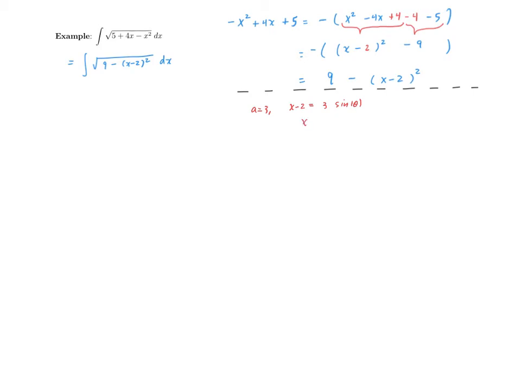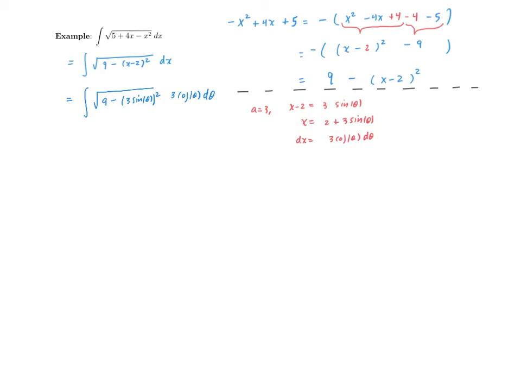So in that case, if we isolate the x, we would have 2 plus 3 sine theta. So that dx in our integral is going to become 3 cosine theta d theta. And we can convert from all x's into all thetas. X minus 2 becomes 3 sine theta, and the dx is 3 cosine theta d theta.